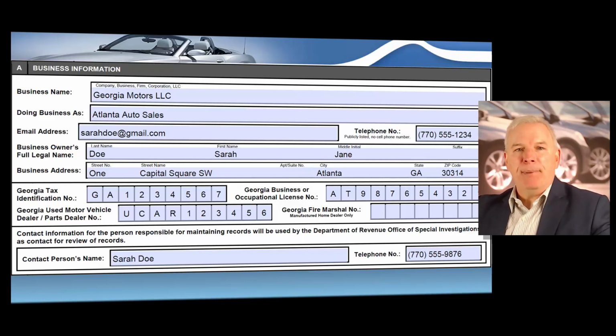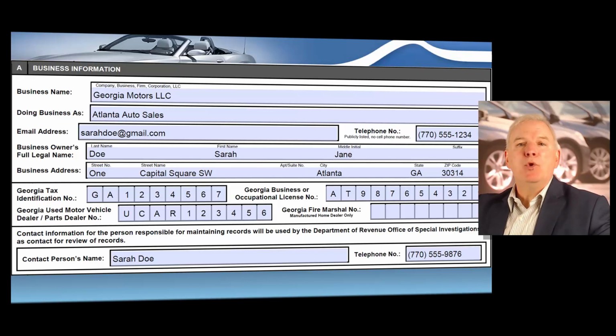Obviously, you're going to enter your business name, what you are doing business as. Remember, that's your DBA, your email address, and your full legal name and business address. And then you're going to enter your Georgia tax ID number, your business or occupation license number. Remember, that's obtained from the city or county that your dealership's in. And then you see here, it asks for your Georgia used motor vehicle dealer or parts dealer number. Well, if you're submitting your dealer's license application for the first time, you obviously do not yet have a dealer number. So in that case, you would just leave that section blank because you do not have a dealer number.